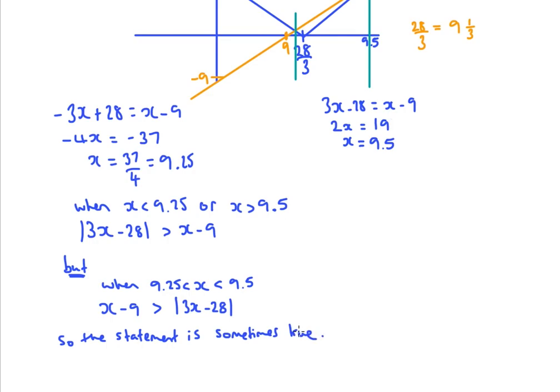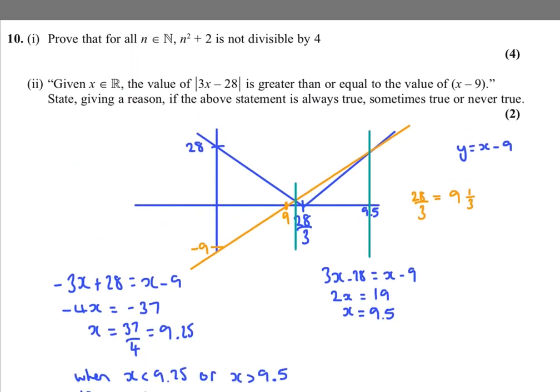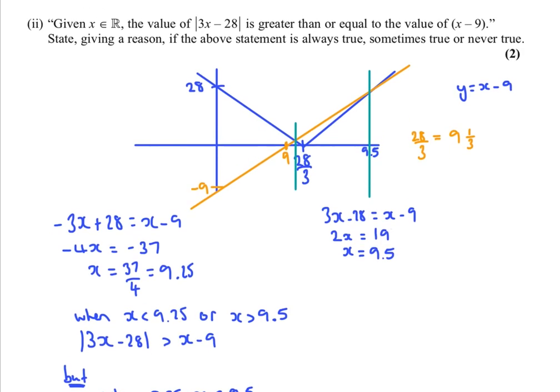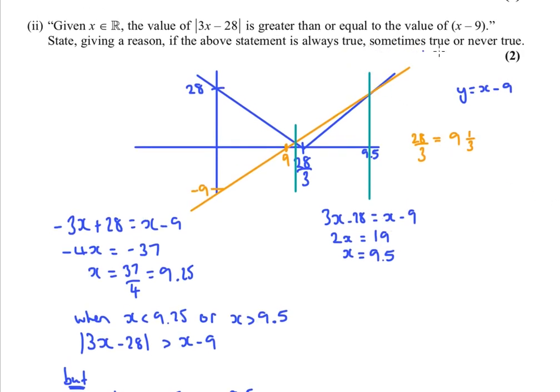Now, you could have answered this question another way. You didn't actually need to draw the graph if you didn't want to. The other way to prove a sometimes true question is to find a point when it is true and a point when it isn't true. So you could have gone, well, look what happens when x is 8, and then look what happens when x is 9.4, for example, and that would have shown that when it's 8, the modulus function is bigger, but when it's 9.4, the modulus function is smaller. So that would have also worked for a sometimes true question.